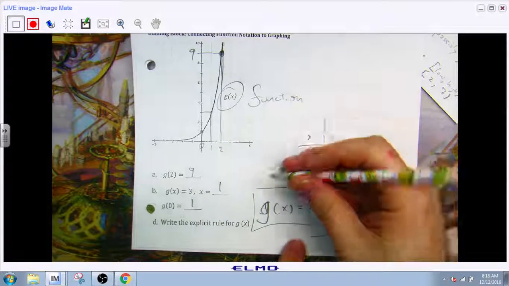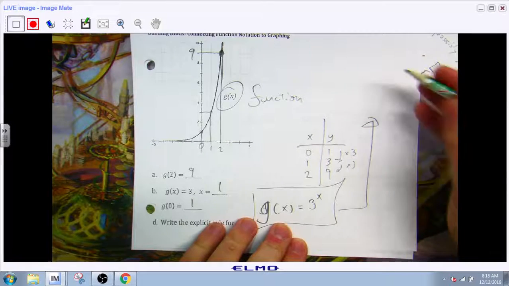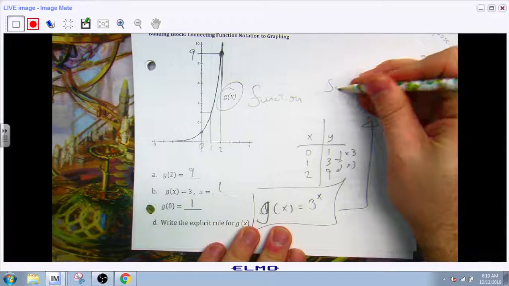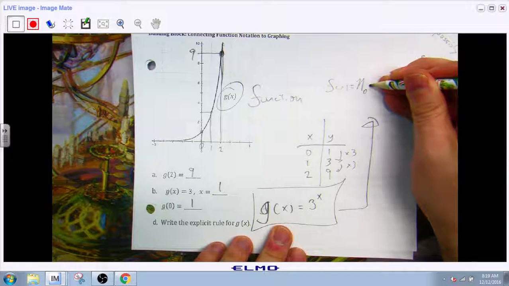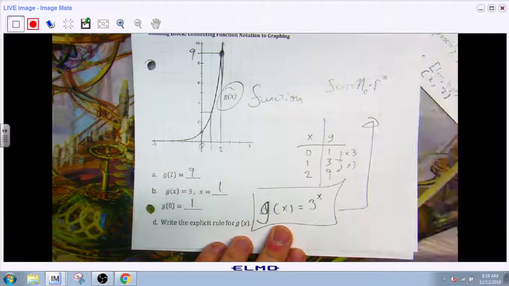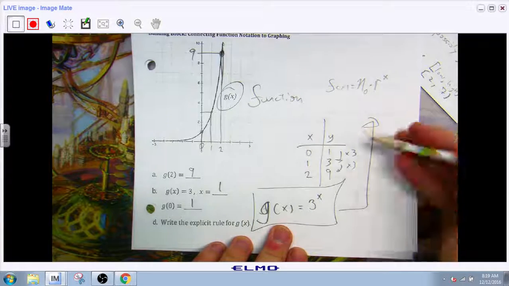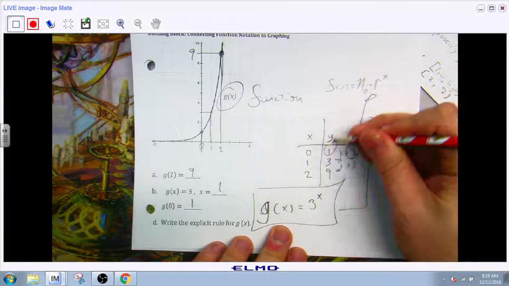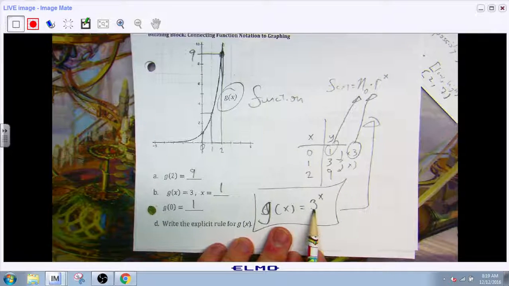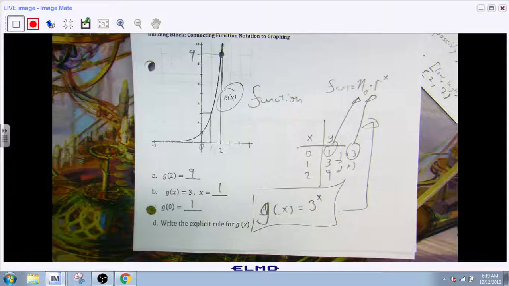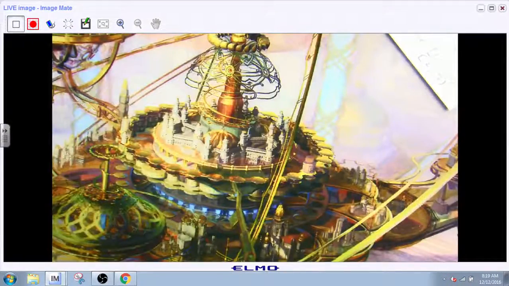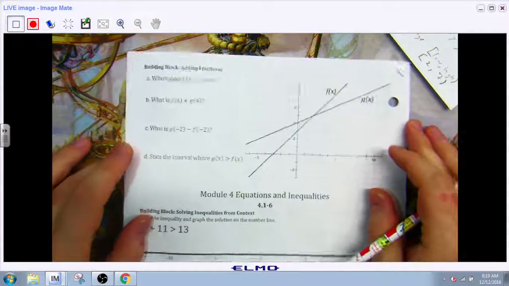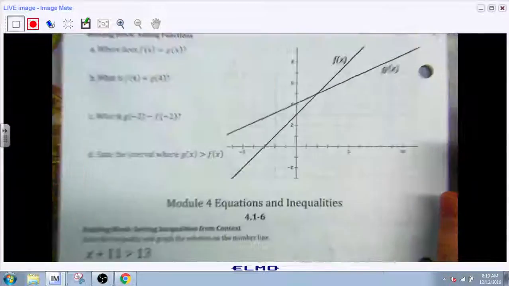Right? Because that's just from explicit rules. The explicit rule being, of course, that f of x is going to equal our n sub 0 times our ratio to the x power. And in this case, my ratio was 3, my n sub 0 was 1. So 1 times 3, I just left as 3 to the x power. Done. All right, moving on. I think I can zoom in for this one. All right.